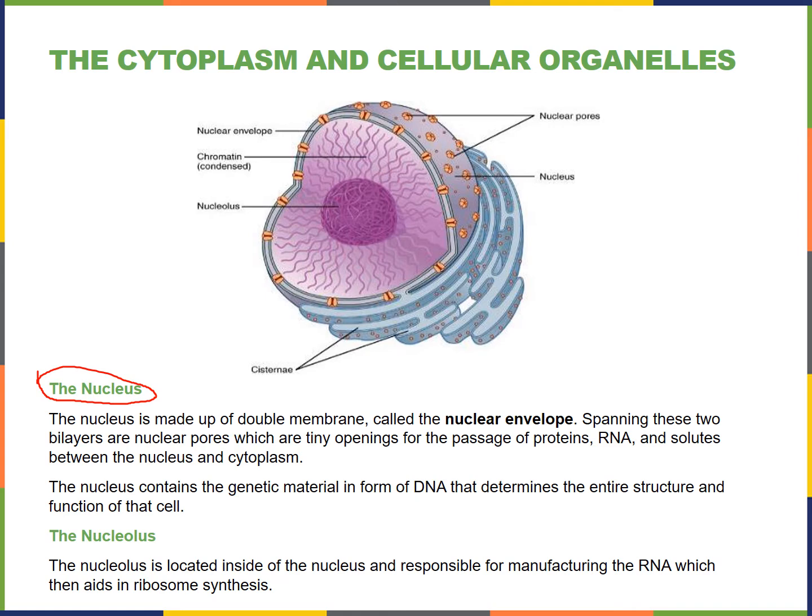The nucleus contains the genetic material in the form of DNA, deoxyribonucleic acid, that determines the entire structure and function of the cell. The nucleolus, the smallest version of that, is located inside the nucleus and responsible for manufacturing the RNA, which then aids in ribosome synthesis.